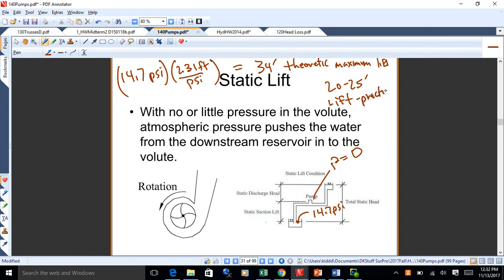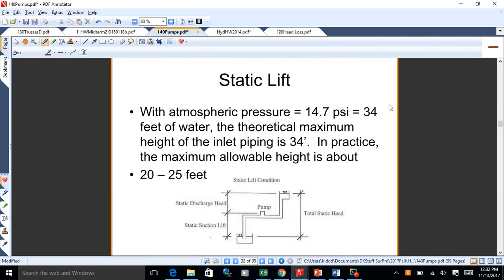20 to 25 feet is the practical limit. Okay. Now you can push water as far as you want, but you can't lift it any higher than 34 feet maximum and 20 to 25 feet in a practical sense. Okay. So keep that in mind about these static lift pumps.